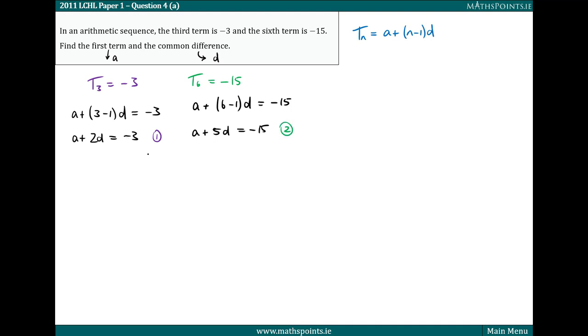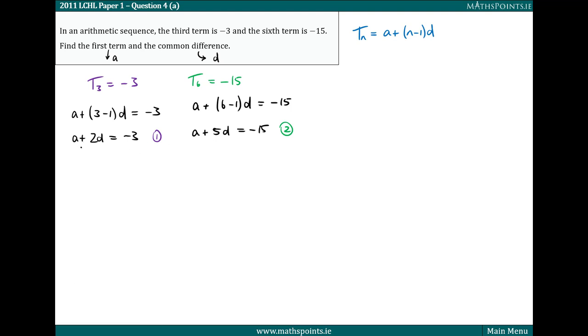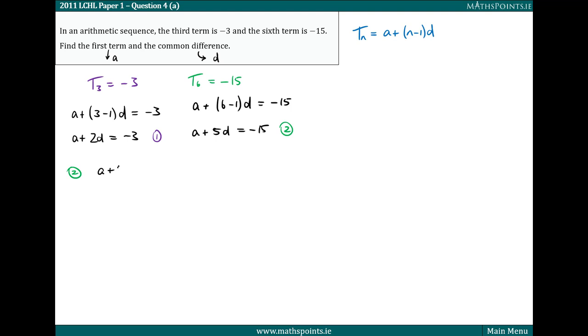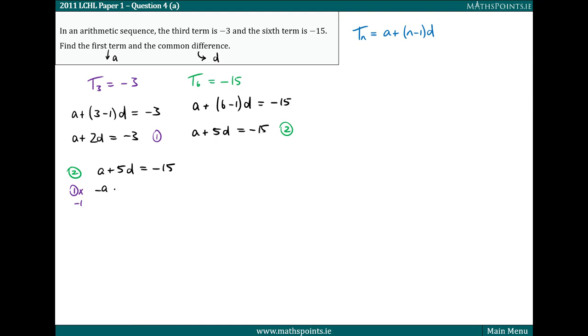So what we're going to do is solve the simultaneous equations 1 and 2. If I have a quick look at them, I can see that if I was to add the lines, the a's will probably be the easiest to cancel. So I'm going to write equation 2 as it is. So equation 2 is a plus 5d equals minus 15. And then I'm going to multiply equation 1 by minus 1, so that I have minus a minus 2d equals minus 3 times minus 1 is plus 3. So the reason I do that is that when I sum the two lines, the a's will cancel.